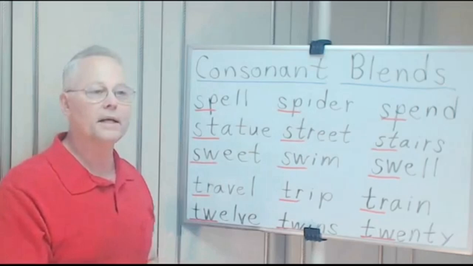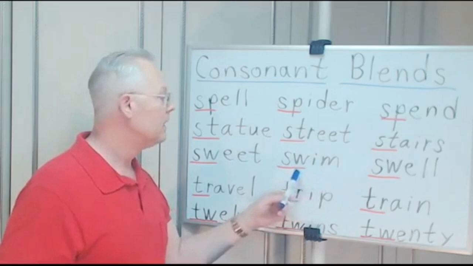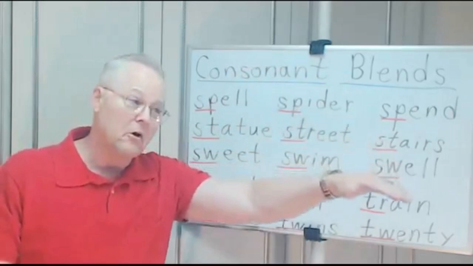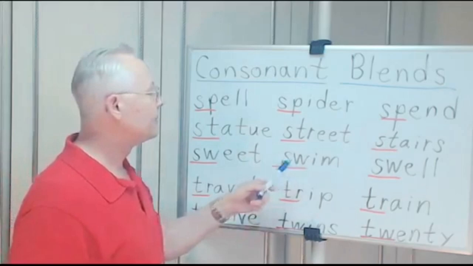Sweet. SW, swim. Short I, M, swim. Swimming. You go in the water and you start going along and you're swimming. Swim. Past tense, swam. Past participle, swum. Do you like to go swimming?